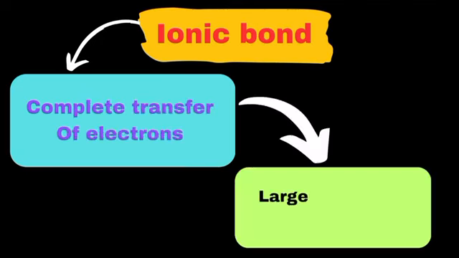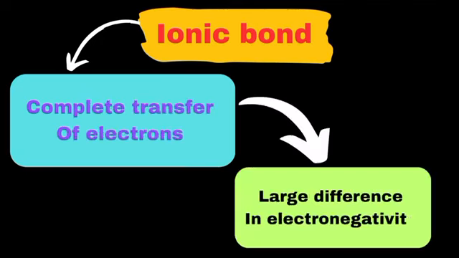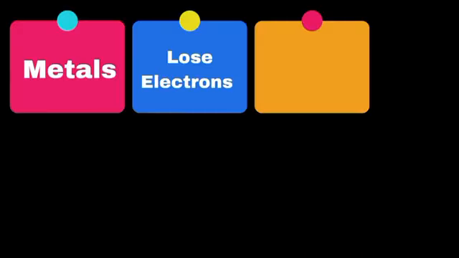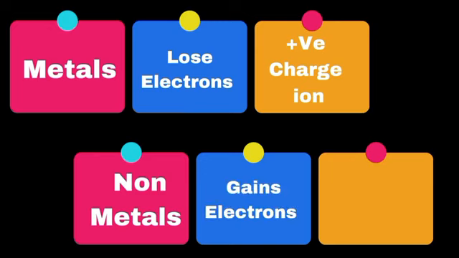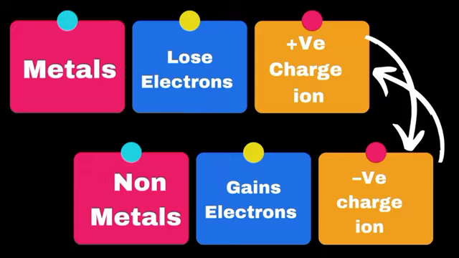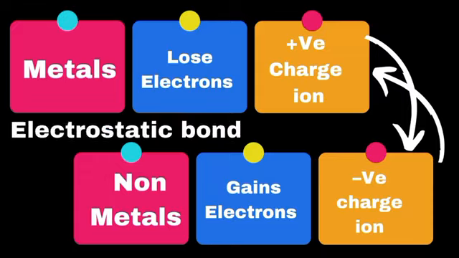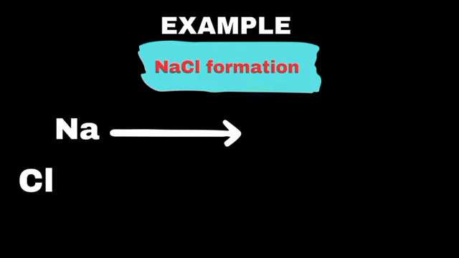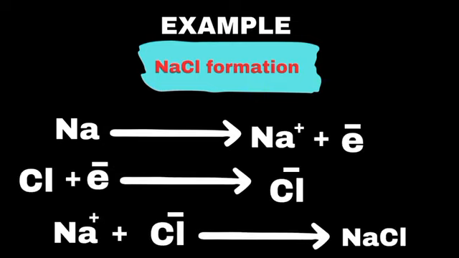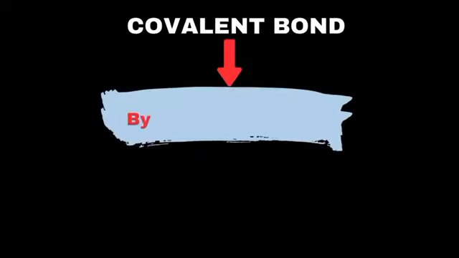Ionic bonds form when one atom transfers electrons to another. This happens between atoms with a large difference in electronegativity, such as metals and nonmetals. The metal atom loses electrons, becoming a positively charged ion, while the nonmetal gains these electrons, becoming a negatively charged ion. These opposite charges attract each other, creating a strong electrostatic bond. A common example is formation of sodium chloride, where sodium donates one electron to chlorine, resulting in the formation of sodium chloride.